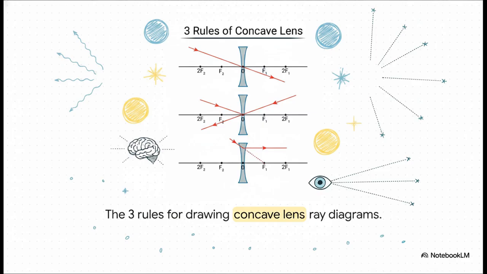Now, on the flip side, concave or diverging lenses scatter light outward. So let's see how our rules adapt here. Rule 1. A parallel ray refracts outward, sure, but if you trace a dotted line backward, it looks exactly like it came from the near focal point. Rule 2. A ray heading toward the far focal point gets bent parallel to the axis. And Rule 3 remains exactly the same, straight through the optical center with 0 deviation. Because the light rays physically spread apart here, our brains are forced to trace dotted lines backward just to figure out where the image is.